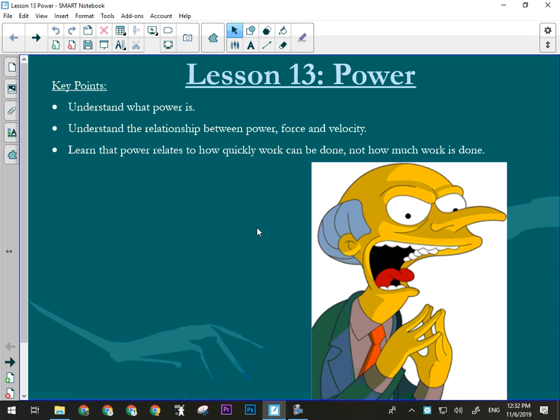So, obviously we'll start out with the most powerful man in Springfield, Mr. Burns. He runs the nuclear power plant. It's like a double thing.